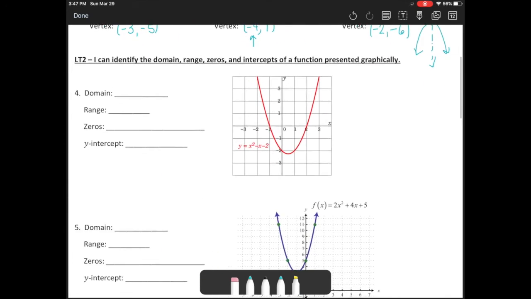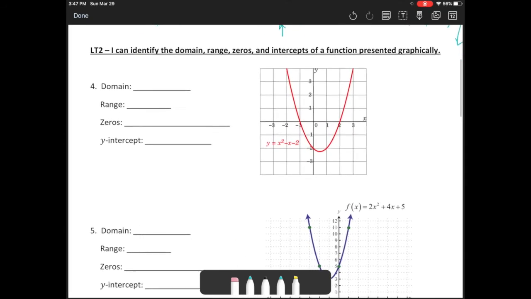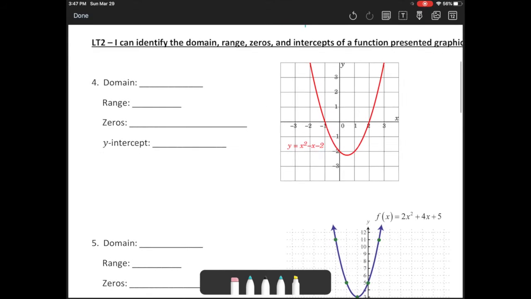Now, this part is also simple enough, I think. Identify the domain, range, zeros, and intercepts of the function. So remember that domain means all x values. So we have to think about our parabola here. If this graph continued forever to the left and to the right, where would the parabola end? You have to imagine, you see it's going at an angle. So if we went far enough, it would go to infinity. If we made the graph bigger and bigger, it would keep going further and further to the right. Same thing to the left.